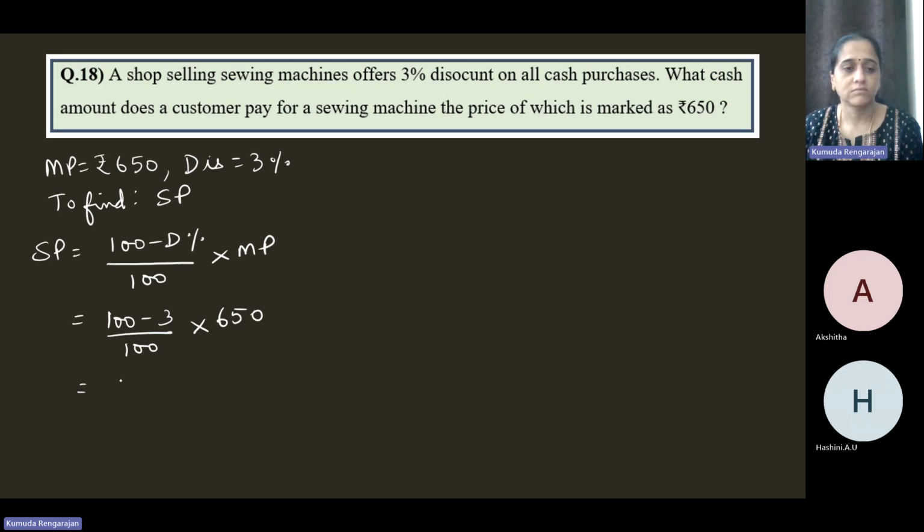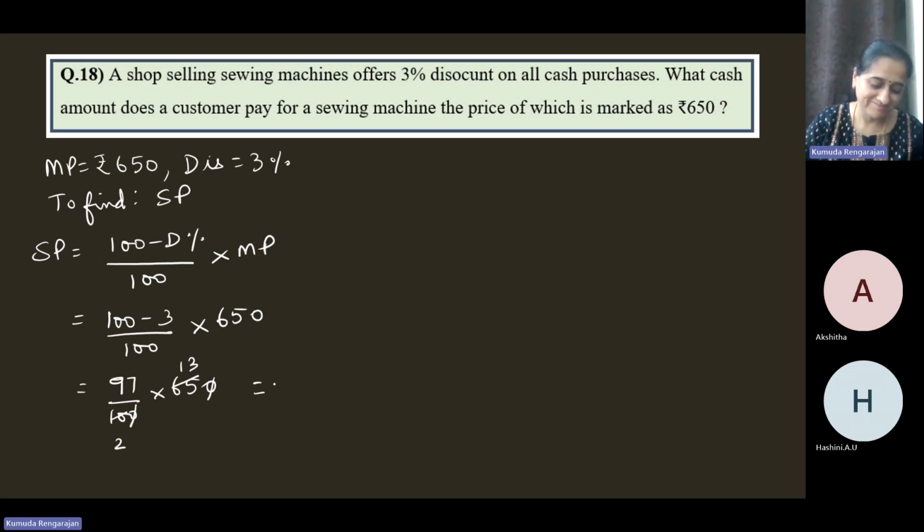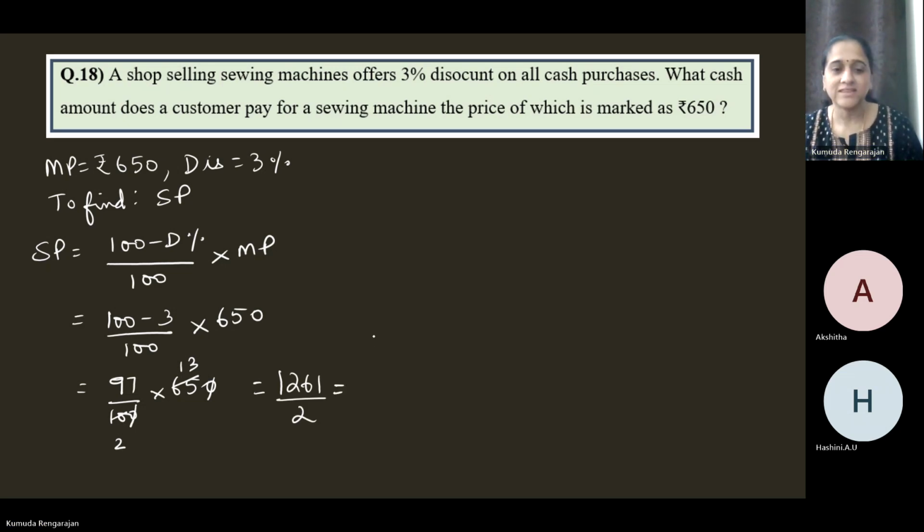I'm saying the answer is finished. In one second, the 100: zero cancels. 1,261 by 2 is 630.5. Someone said 63.5, that's wrong. Double 63.5 and you'll get something in hundreds, so you don't write that.